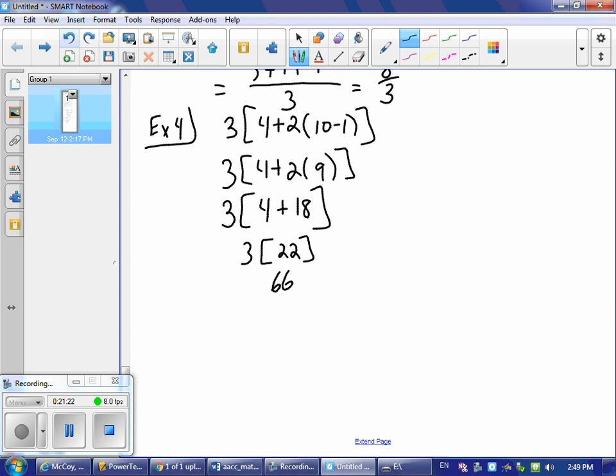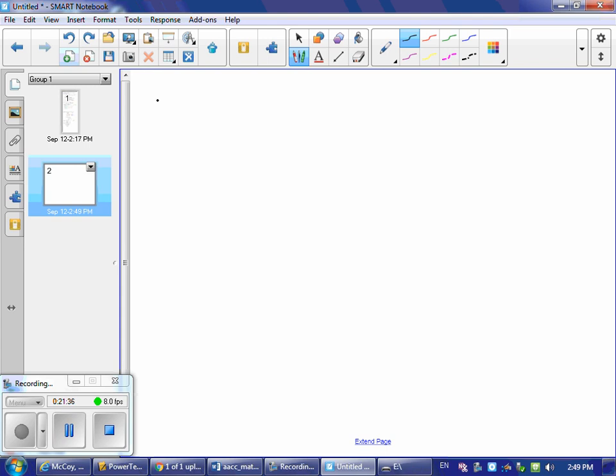Okay, I think that's enough of those examples for you to be able to do those. Now we're going to talk about algebraic expressions. Let's start a new page here. Algebraic expressions.